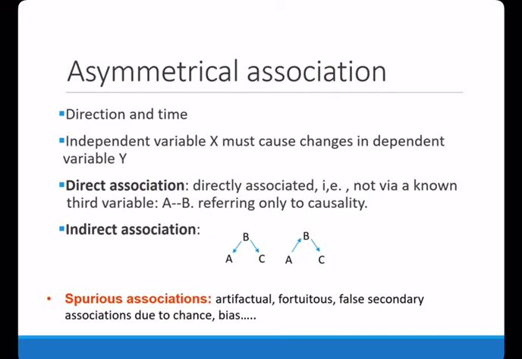Spurious association is another term that is preferably avoided, as it is used with different meanings by different authors. Spurious association may refer to artifactual, fortuitous, and false secondary association, or to all kinds of non-causal association due to chance, bias, failure to control for extraneous variables, confounding, etc.